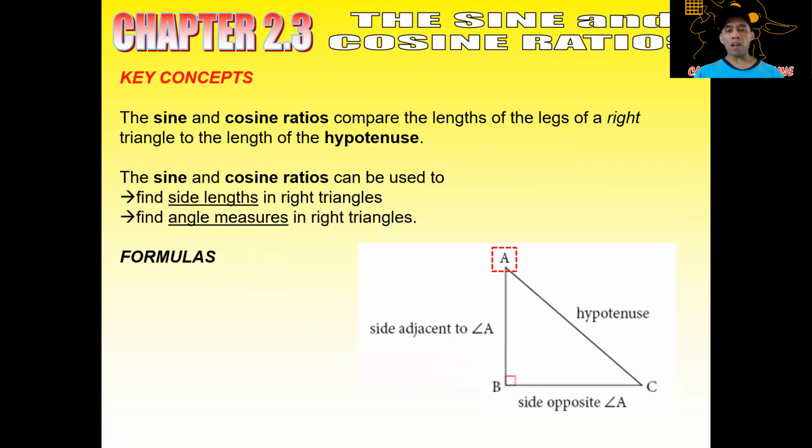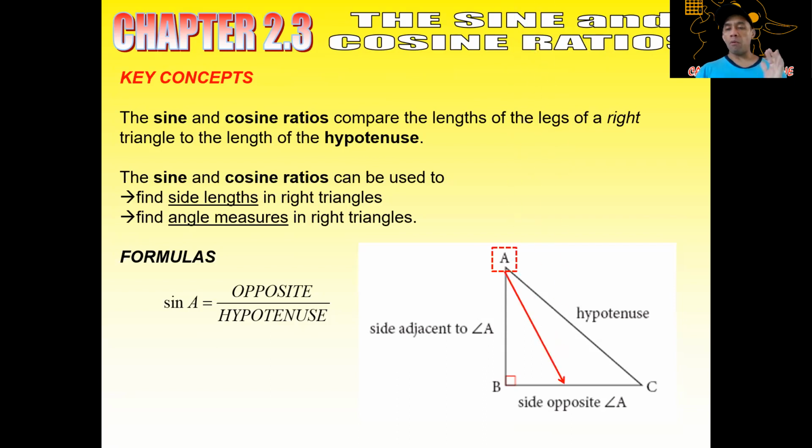I put a red box around the angle A there because that's going to be with respect to the angle A in this particular diagram. What you're going to see here is that the formula for the sine ratio is opposite over hypotenuse. Remember, when we did the lesson on the Pythagorean theorem, the hypotenuse was always the side directly across from the right angle. So what exactly is the opposite side? When we're talking about the opposite side of A, we're looking at the side directly across from it, like this.